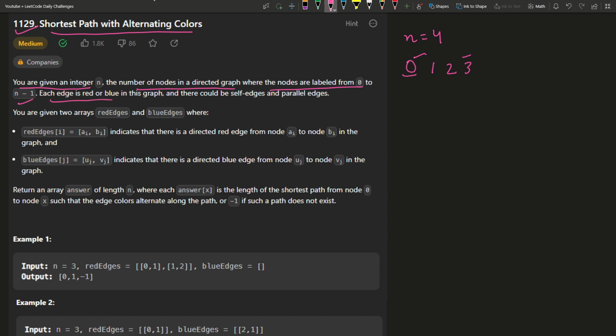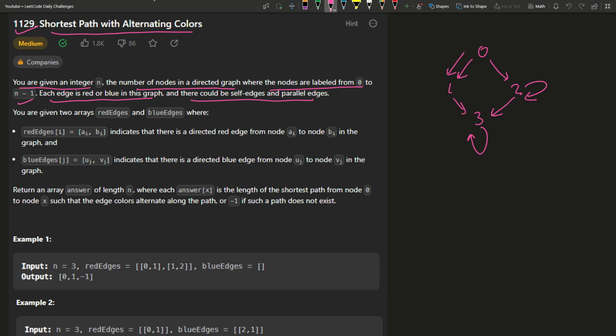Each edge is red or blue in this graph, and there could be self edges and parallel edges. So let's make a graph first of all. Let's say this is a graph, and we are going to have some directed edges. Now, it says that we can have parallel edges. That means we can have more than one edge between two nodes, from 0 to 1. Right now we are having only one, but we can have more than one edge. This is nothing but parallel edges. We can also have self edges. That means from 2 we can come again to 2, again and again. So these are going to be self edges.